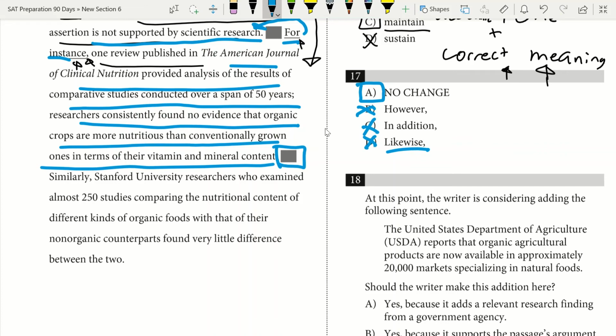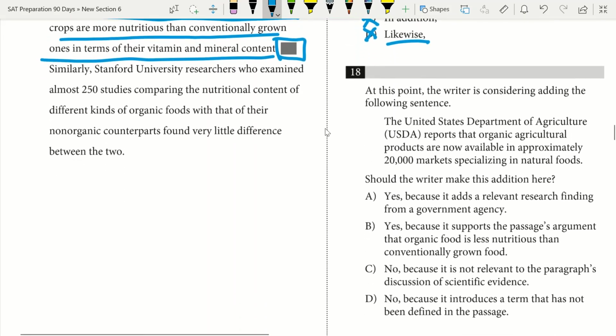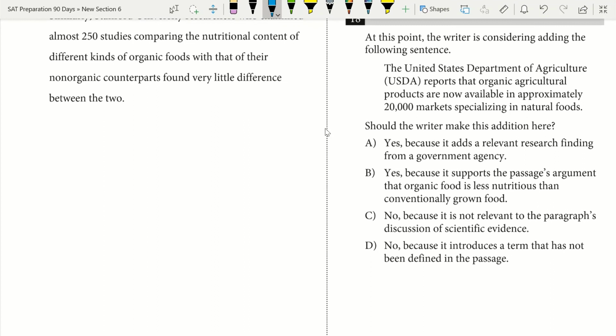The United States Department of Agriculture, the USDA, reports that organic agriculture products are now available in approximately 20,000 markets specializing in natural foods. Should the writer make this addition here? Well, what we need to understand is that this is unrelated. We were just talking about whether organic food or conventionally grown products are healthier. We're not talking about the markets.